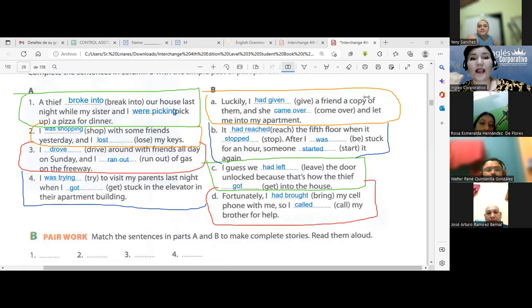I got stuck in the elevator in their apartment building. I had reached the fifth floor when it stopped. After I was stuck for an hour, someone started it again. Go ahead.